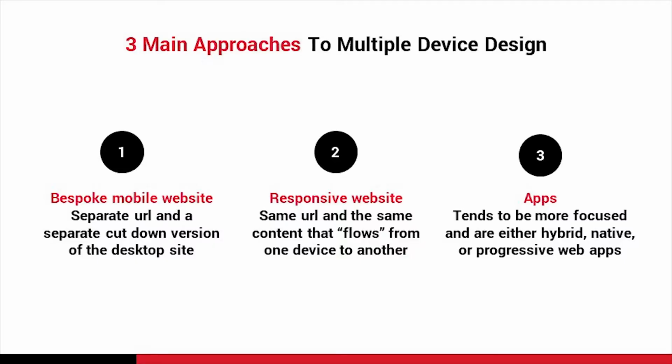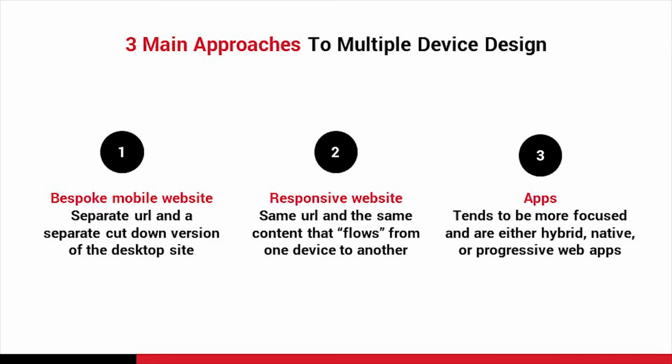When we talk about how to deal with multiple devices, there's generally three ways that we can approach it. The first is to develop bespoke mobile websites. They have a separate URL and are essentially separate sites that need to be maintained, built, designed, with content and images provided for them, everything that goes along with that. The other approach is responsive websites, and that's the norm at the moment. Responsive websites have the same URL. It's essentially one site that adapts and flows onto whatever device is being used. And then thirdly, we talk about apps.